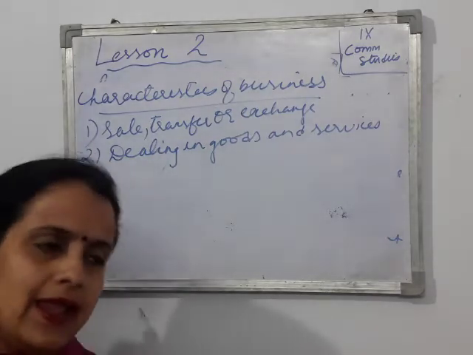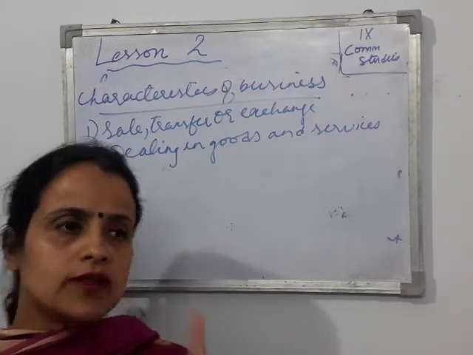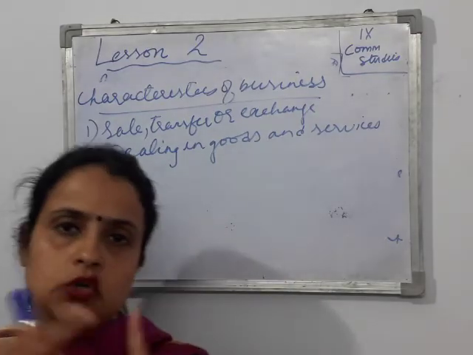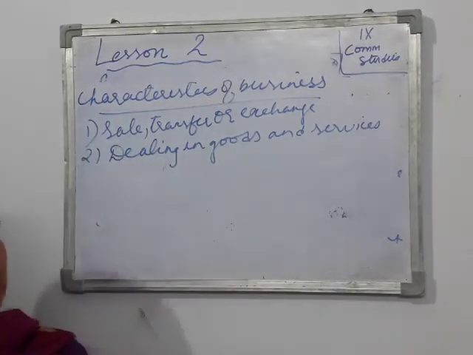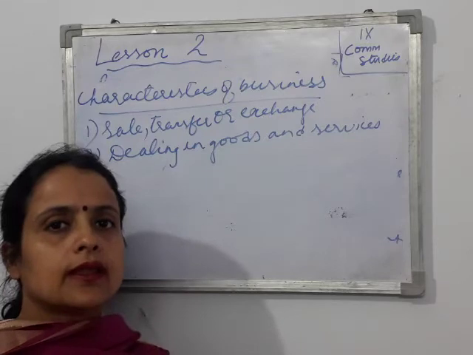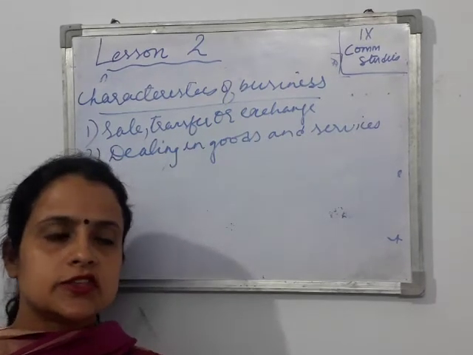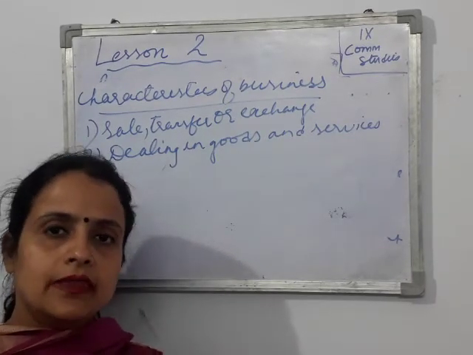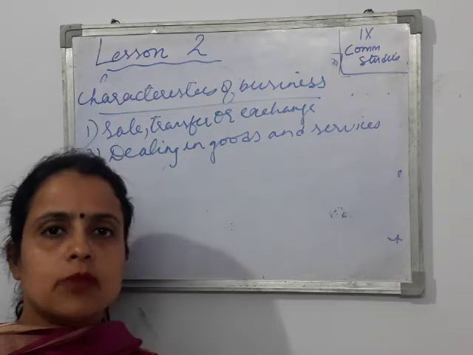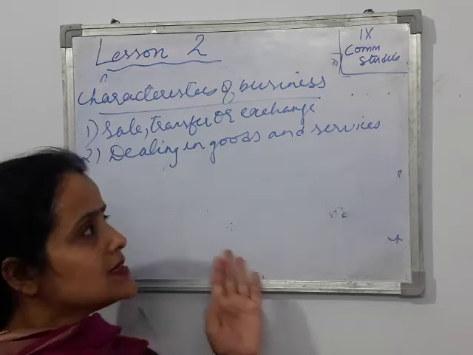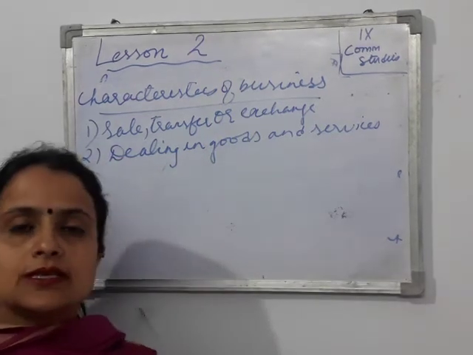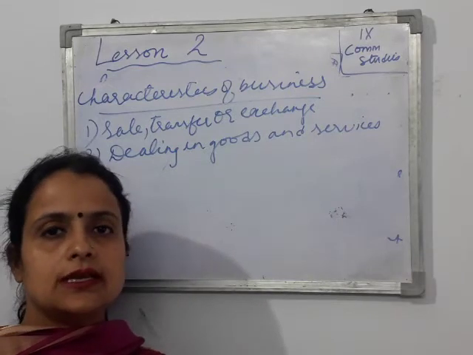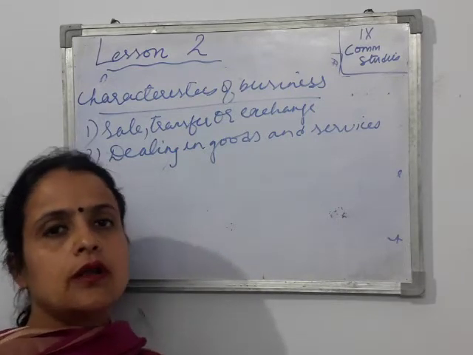So any business organization always deals in two things. Either they deal in goods or they deal in services. दो की dealing क्यों करते हैं? Because people need goods and services, people have demand and in return they give money to the businessman. So business is always dealing in goods and services in order to earn money.